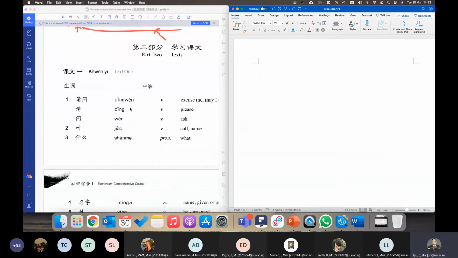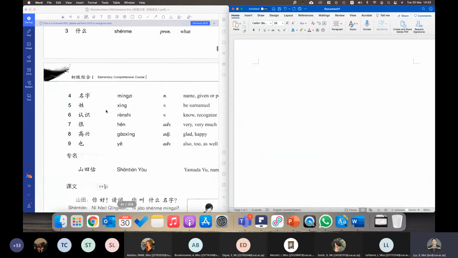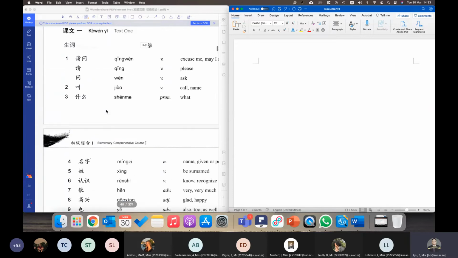Okay, let's just read those characters together. This is just to get the sense of how they sound. For some of you who have already submitted this week's assignment, you should have learned those words already. Repeat after me.